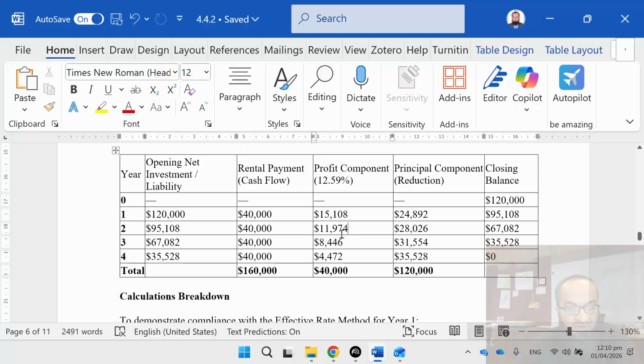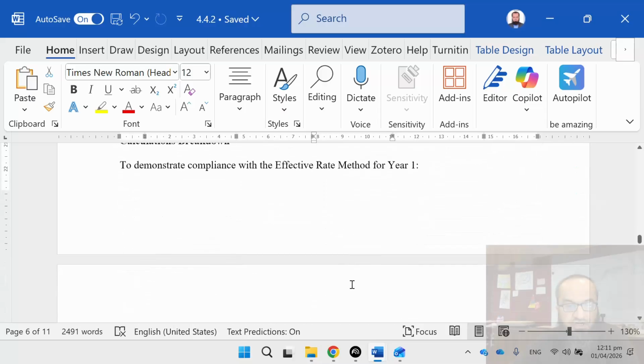also it will further increase by 1975, 1974, and in the third period the cash collected will be more than the income. So the income will be 8446, but the cash collected will be 40,000, which means we are actually liquidating this receivable which was created here.